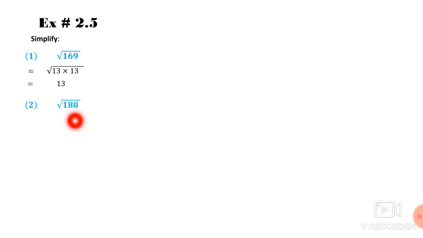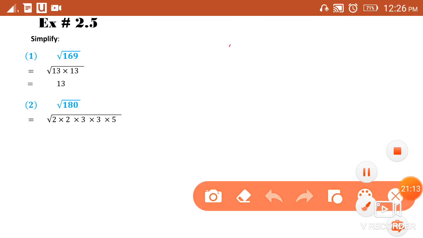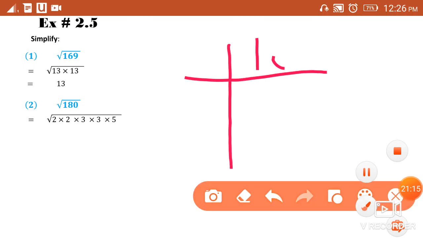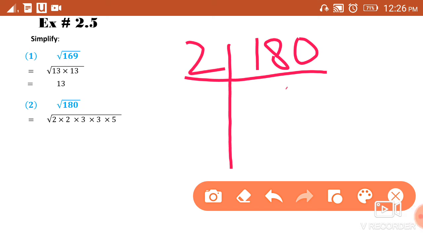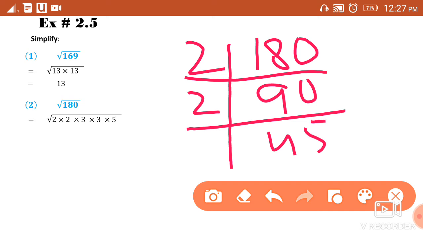Square root of 180. Again finding the prime factors of 180. To find the prime factors, we will do this process. 180. Okay, 2 nines are 18, 0. 2 45s are 90. Then 3 15s are 45, then 3 5s are 15, and then 5 ones are 5. Okay, in this way we will find the prime factors.